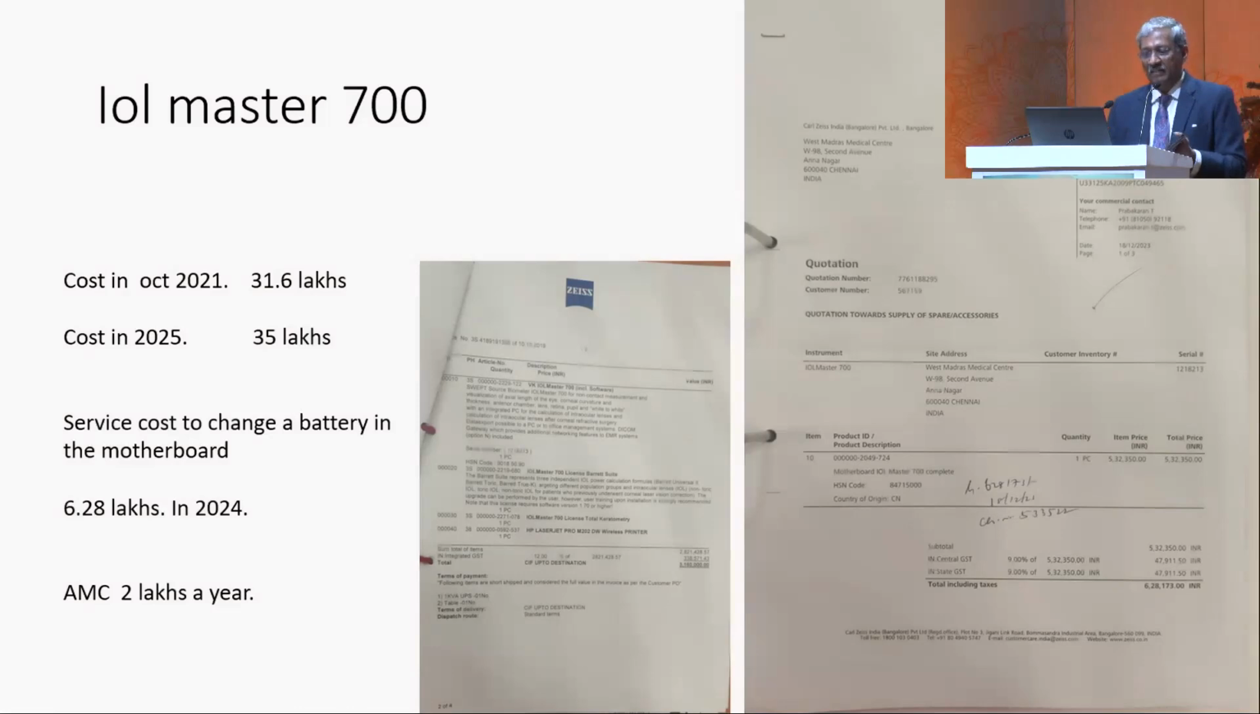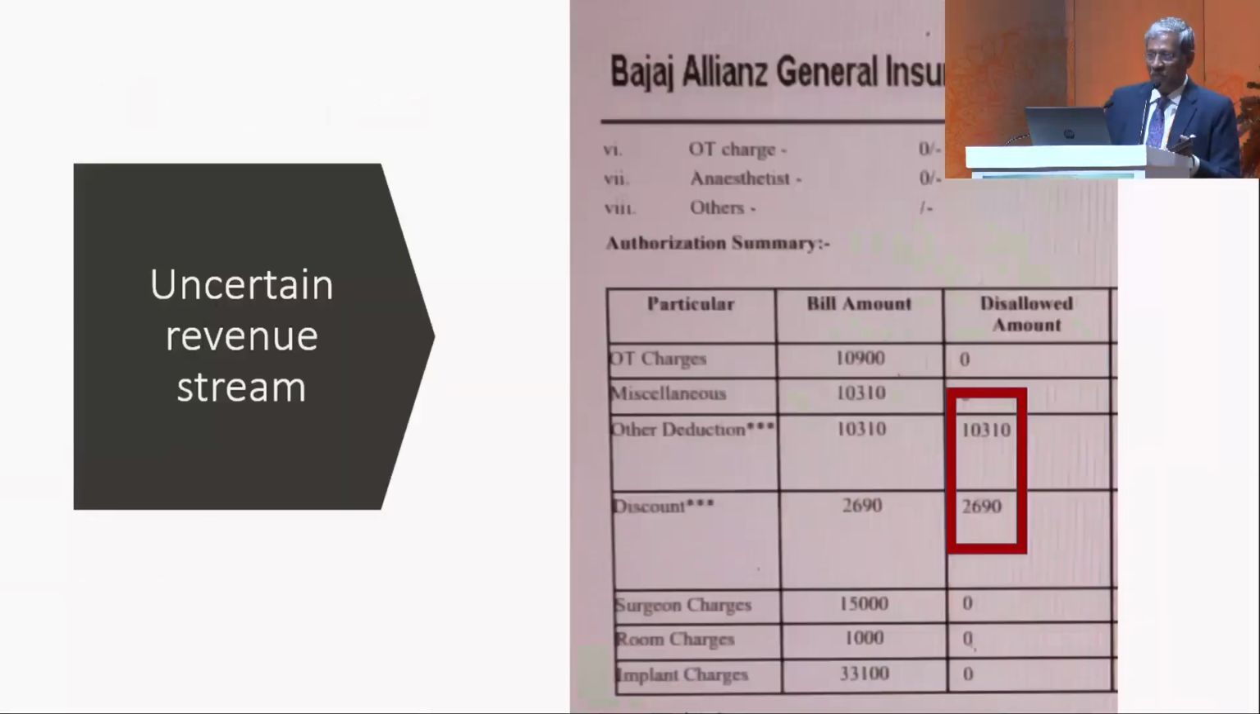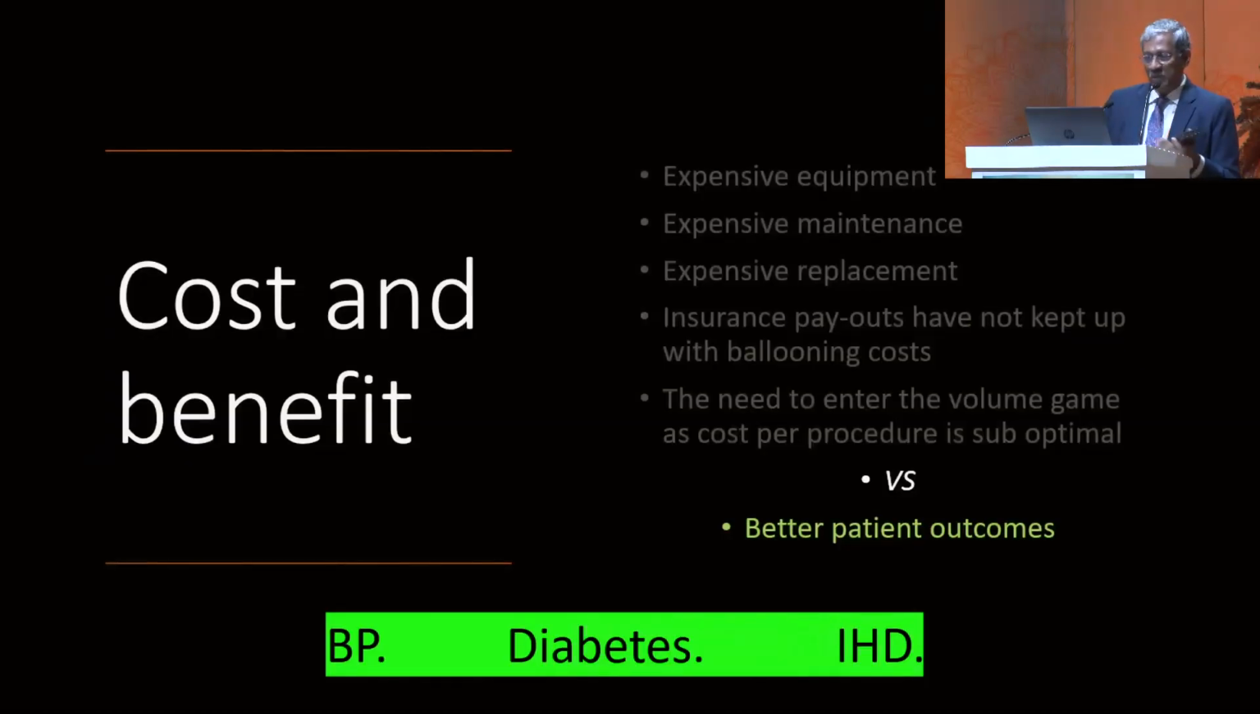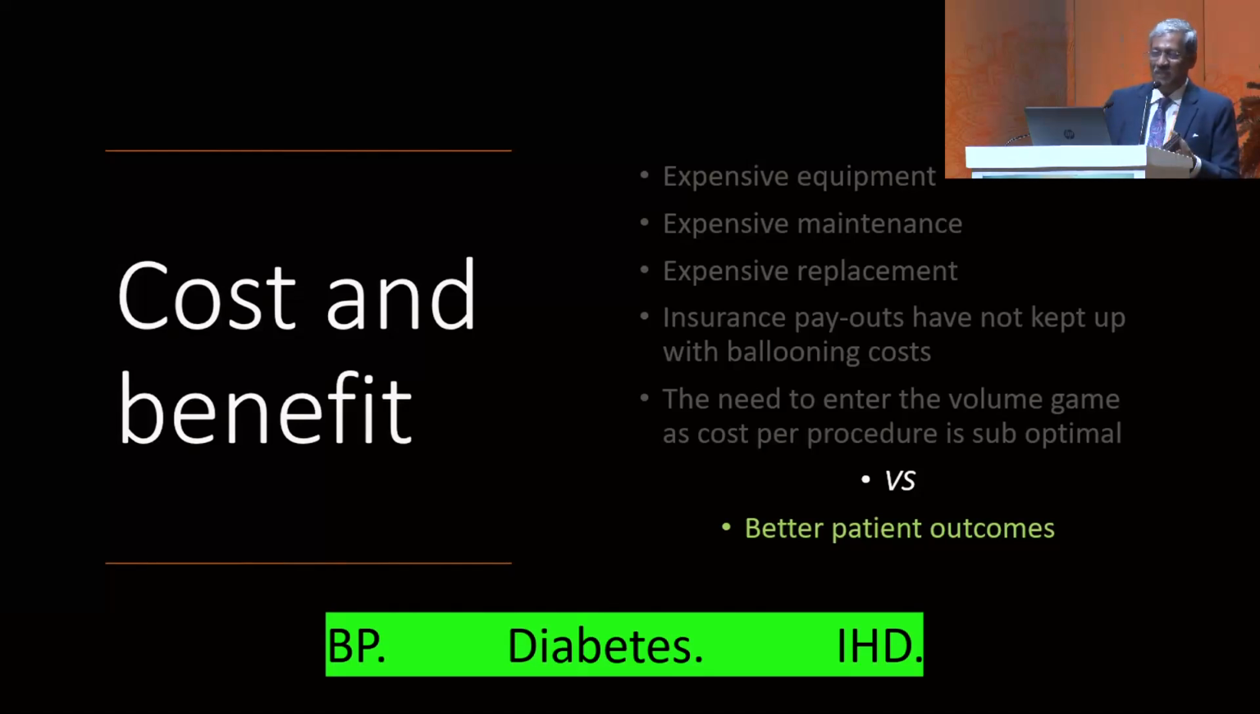This particular doctor purchased an IOL Master 5 years ago, and he had to change the motherboard last year, so he ended up paying an extra 6 lakhs, and currently he's paying an AMC of 2 lakhs. So over a 10-year period, this equipment will cost you 60 lakhs plus, and over your lifetime, you're going to spend more than 1 crore rupees on just any one of this advanced equipment. Our revenue stream is uncertain with our insurance payouts decreasing. So although we want the best outcomes for our patients, we had to make sure we don't get diabetes, hypertension, or ischemic heart disease. We should not pay a price for the better outcomes that we aim for our patients.